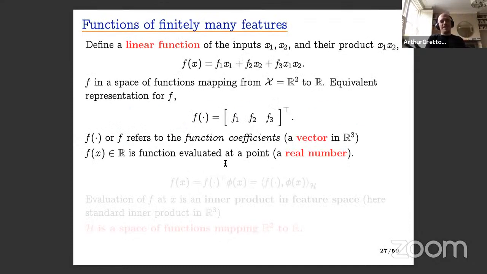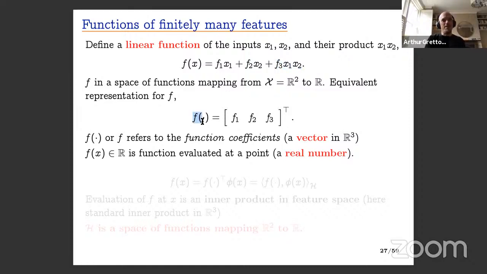Okay, so let's first introduce a notation when I've got finitely many features. Remember, I started the talk with this very simple feature dictionary where I had my first coordinate, my second coordinate, and my product of my two coordinates. Here is a function of that feature. It's a linear function, so I've got a scalar f1 times my first feature, scalar f2 times my second feature, scalar f3 times my third feature.